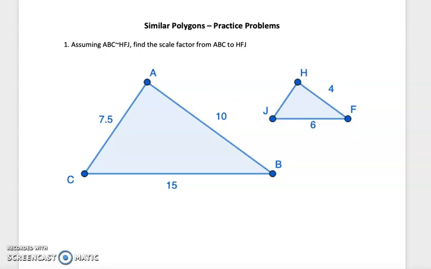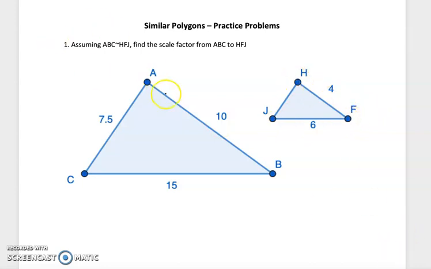So in this first question it says, assuming that ABC is similar to HFJ. Remember when we have the little squiggly line, that means that the two shapes are similar. So it wants us to find the scale factor from ABC to HFJ. Remember the direction that we're going matters. And this one wants us to go from this big shape of ABC to the smaller shape HFJ.